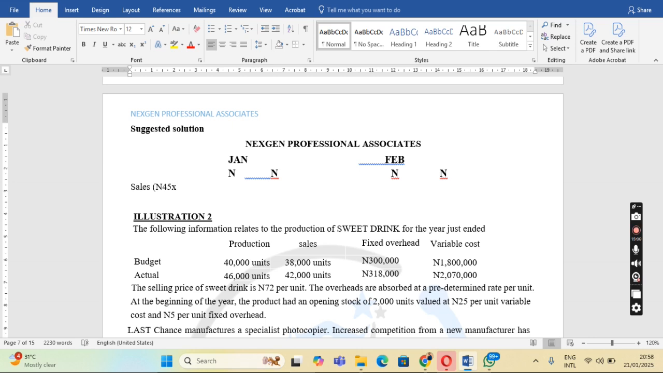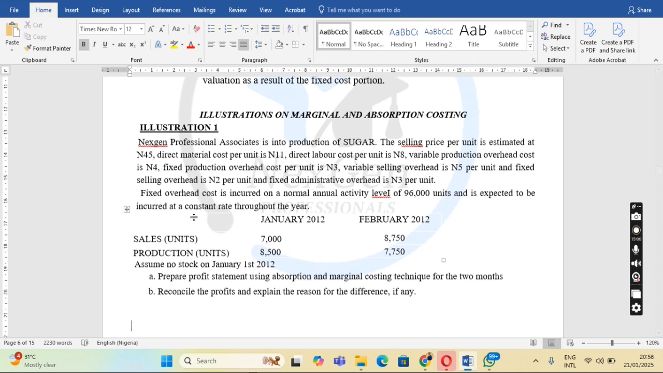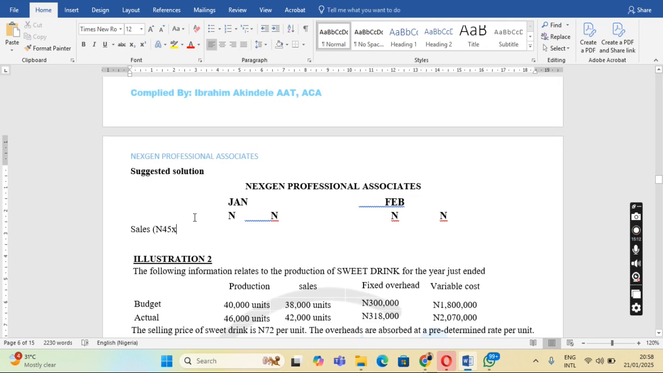Now, times the sales unit. What is the sales unit, class? Just screenshot this part and let's move on. It is 7,000 units, right? I don't want to be scrolling up and down, so just give me the figure and let's move on. When you multiply 45 by 7,000 units, what do you have? 315,000, right? 315,000 for January. What of February?